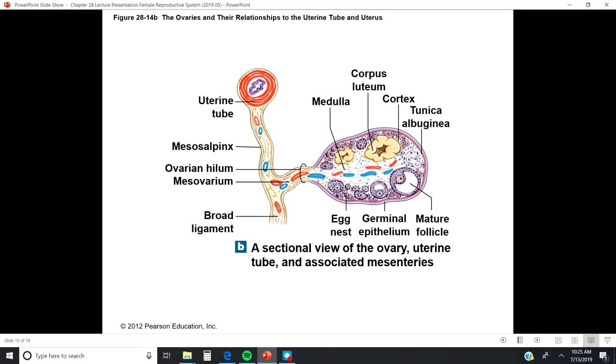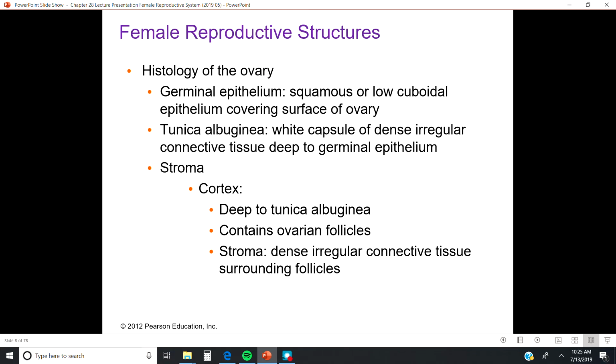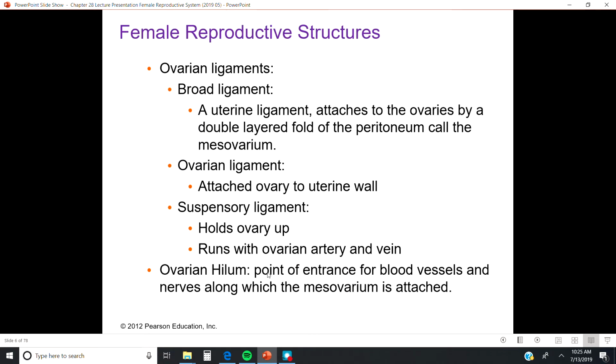We see a hilum in the kidney, we see a hilum in the lung, we see a hilum in the spleen. That's where structures move into an organ. So this is what we're going to describe next, the ovarian hilum, right? This is the point of entry for blood vessels and nerves. It runs along the mesovarium. Okay, so just know for me, the hilum is where the structures enter the ovary.